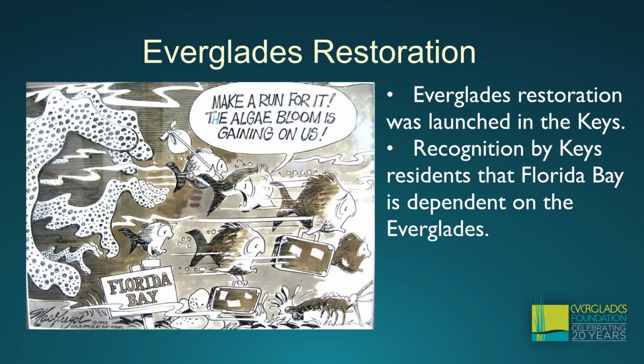They recognized right there that what happens in the Keys depends upon what happens upstream. If you don't deal with what happens upstream, we're not going to be able to address the issues here in the Keys. We're at the bottom of the system. And they launched Everglades Restoration. They went to Congress. They demanded action. They got a series of acts passed and studies started that resulted in the Comprehensive Everglades Restoration Plan.